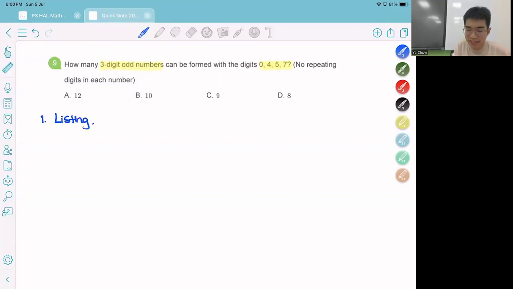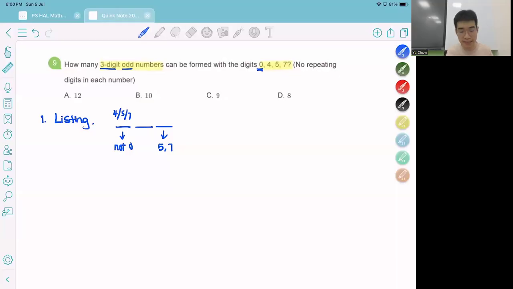So if we are doing listing, you will need to understand what the conditions are that the number must fulfill. First, it must be a 3-digit odd number, meaning the ones digit must be odd. So the ones digit could be either 5 or 7. Next, the digit at the front cannot be 0. Remember, the moment you see 0, you need to be very alert. 0 cannot be at the highest place. So that means your digit at the front could either be 4 or 5 or 7.